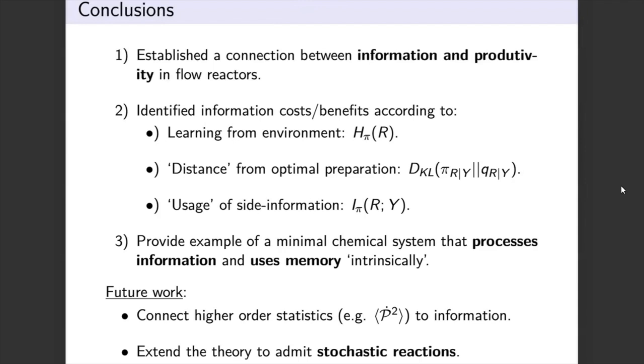First off, you can think of higher order statistics, because here we're just looking at the average. One open question is, if you look at other moments or other kinds of statistics, are there also information contributions that might be interesting or measurable? And then another one is, of course, to extend this to a more proper framework of stochastic reactions, with master equations and so on.